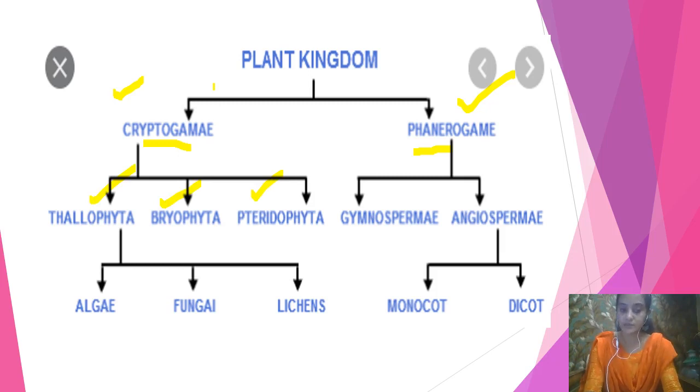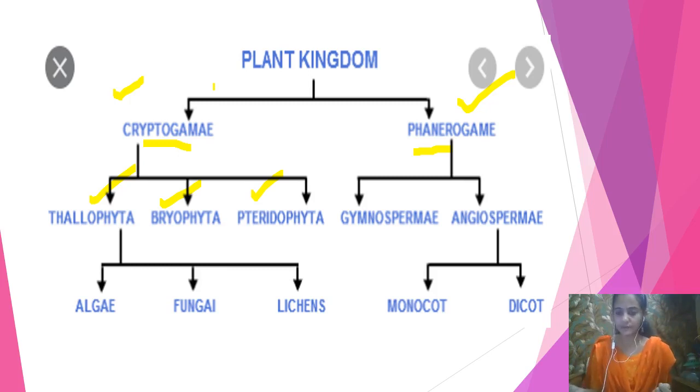Thallophyta mainly includes the algae, fungi, and the lichens. Okay, and the Bryophyta we will see one by one in this chapter. Liverworts and mosses are the main representatives, and Pteridophyta, they are the first vascular plants. What do you mean by vascular plants? Because they are the first plants that have the system of conduction of water and food material.